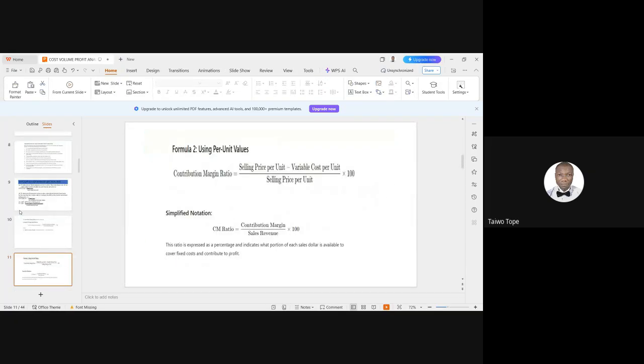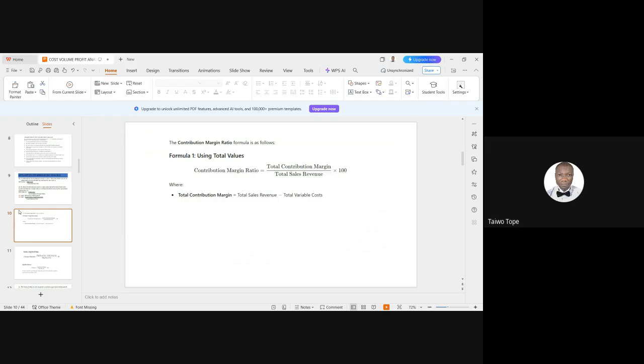Let's see if we have it in our slide. Yes, you can see it. Contribution margin ratio. This is the ratio, your total contribution margin, that is your sales minus variable cost, divided by what? Your sales. While contribution margin is just sales revenue less total variable cost, where you're talking about the total. But in units, it is just sales minus variable cost.